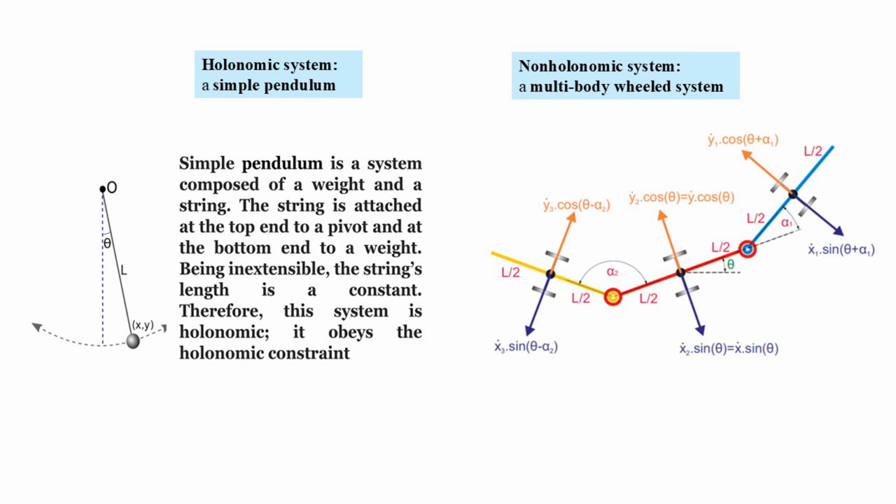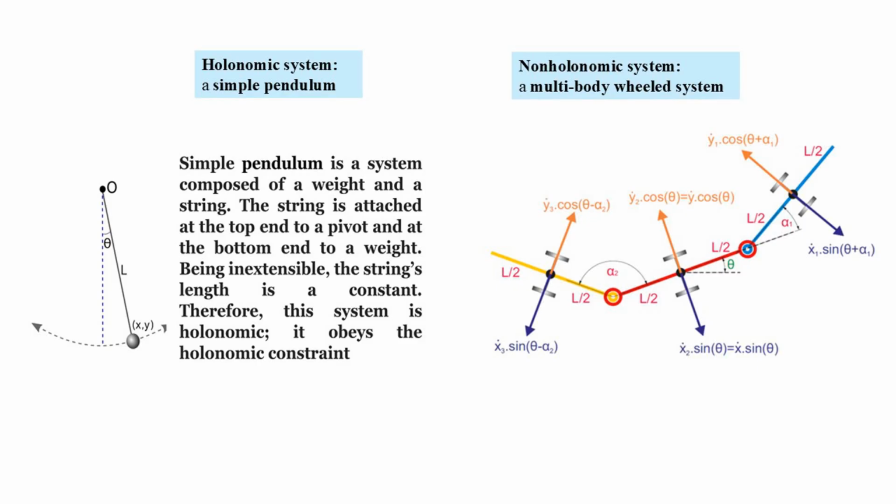An example of a non-holonomic constraint, a multi-body wheeled system. The image depicts a planar linkage mechanism composed of 3 interconnected rods colored yellow, red, and blue, each of length d divided by 2, joined by rotational joints. The configuration is defined by angular parameters alpha 1, alpha 2, and theta, which govern the orientation of each segment relative to a reference axis.